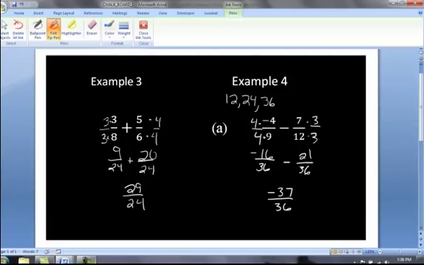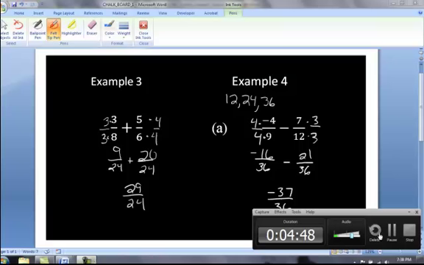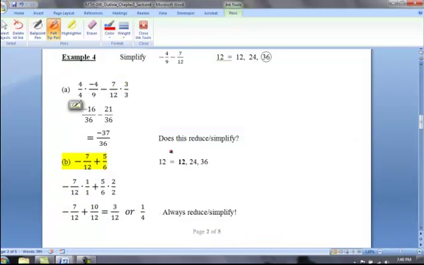All right, let's go back to the notes here and look at another example. Another part of example 4 is B. This is example 4B. We have negative 7/12 plus 5/6. Again, we do not have common denominators, so we have to find a common denominator. But 12 and 6 will both go into 12. So I'm going to change each of these to a denominator of 12.